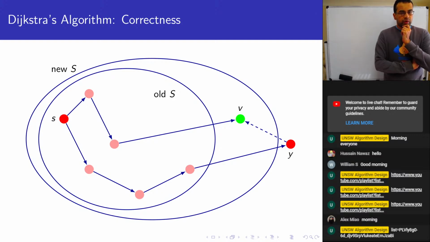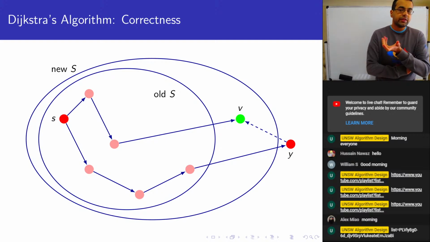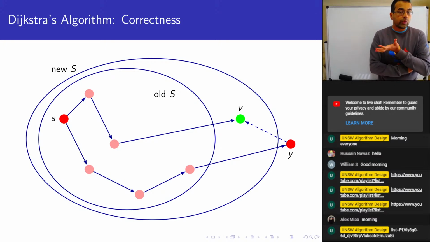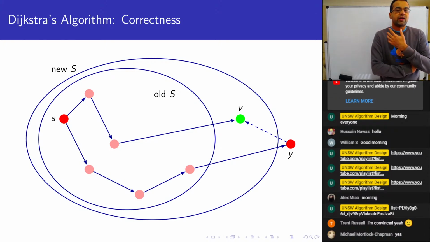Okay, chat's very quiet. So can I ask you to at least tell me, are you convinced by this? Are you convinced that the next thing to be added should always be the thing that is closest to S, and that this is going to correctly calculate the shortest path from S to each vertex in turn? Yeah. And therefore, if we repeat this at every stage, correctly answering one vertex will answer the shortest paths for everyone.